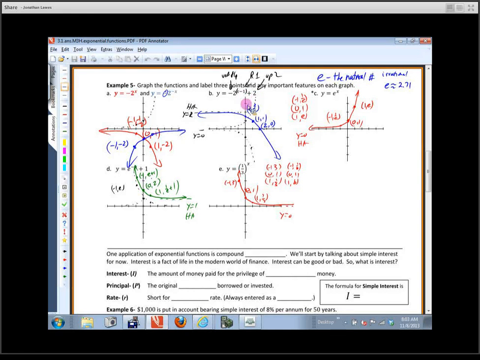And remember, it's always a good idea to draw the horizontal asymptote along with those three key points where the bend happens to make sure that you get the shape right.